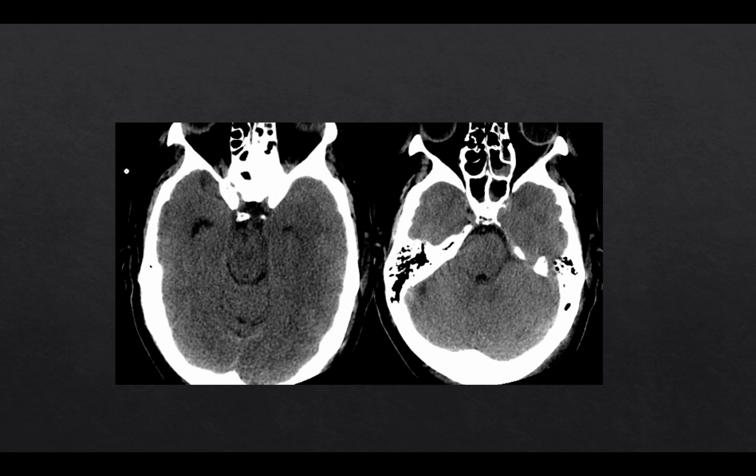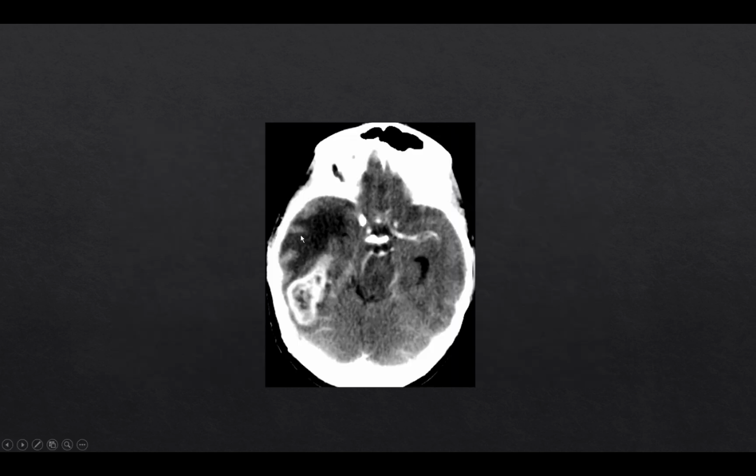Next we have herniation of the left uncus, as evidenced by effacement of the crural cistern on the left. Notice the shift of the pons to the right, with the widening of the prepontine cistern on the left. This can be a very helpful sign.